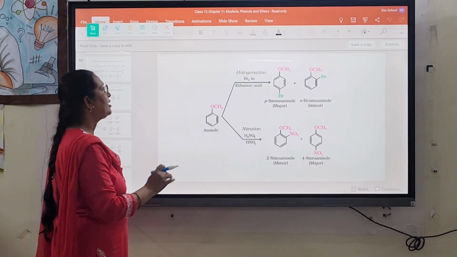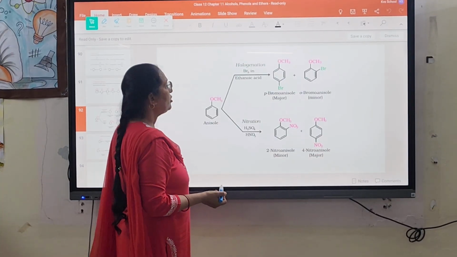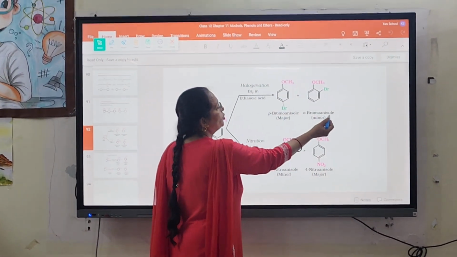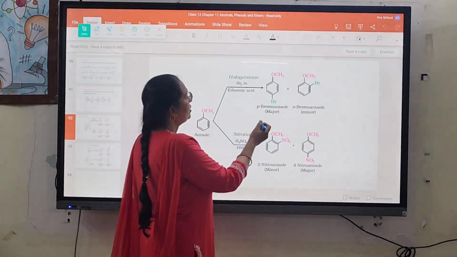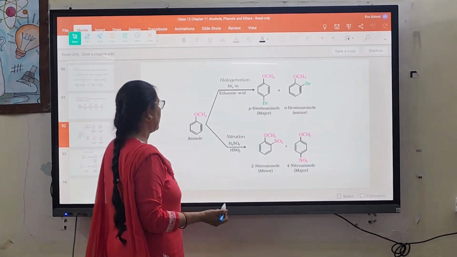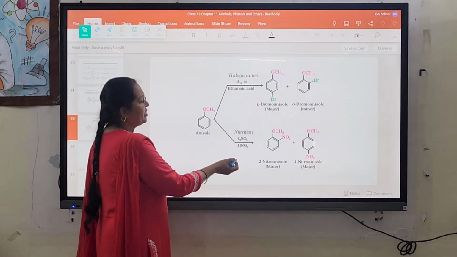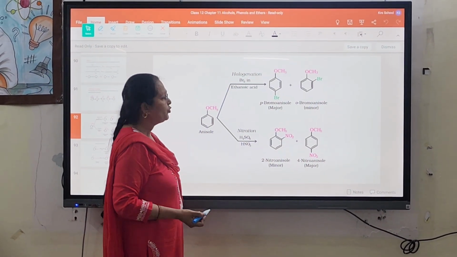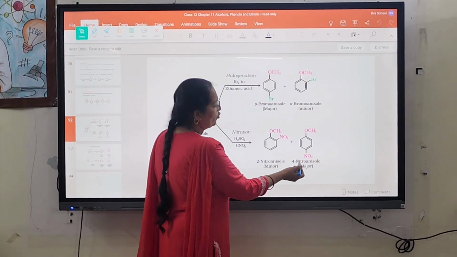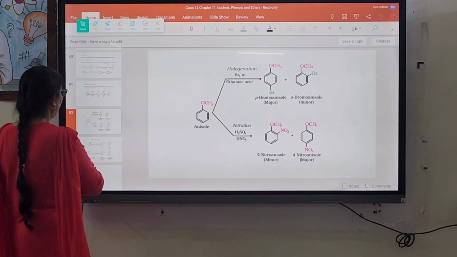For electrophilic substitution, we can take halogenation. Bromine is added in the presence of ethanoic acid. The para-bromoanisole and ortho-bromoanisole are formed. Here the para is the major product and the ortho is the minor product. Nitration is always carried out in the presence of concentrated sulfuric acid. 2-nitroanisole is the minor product and 4-nitroanisole is the major product.